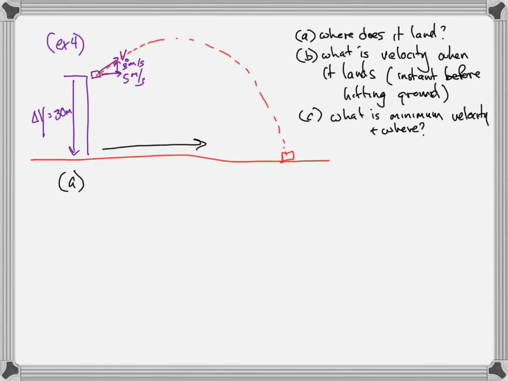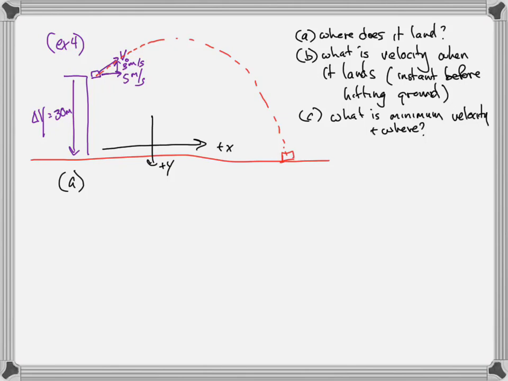Well, the motion in the plus x direction is independent of the motion in the plus y direction. So the fact that we threw it upwards at 3 meters per second doesn't change where it lands. What changes where it lands? The 5 meters per second to the right changes where it lands, right?